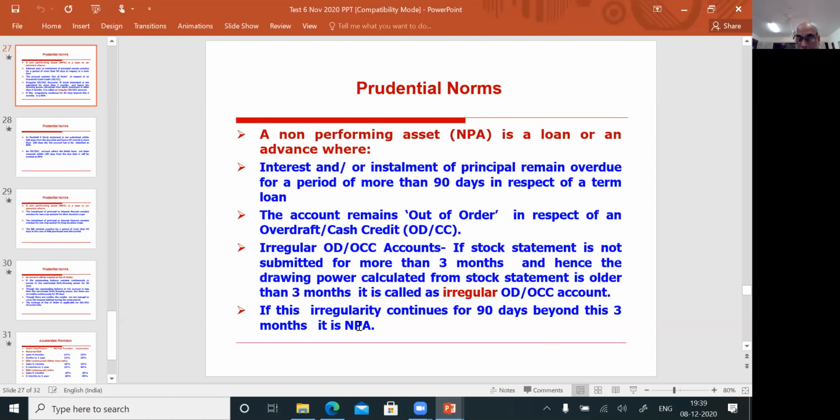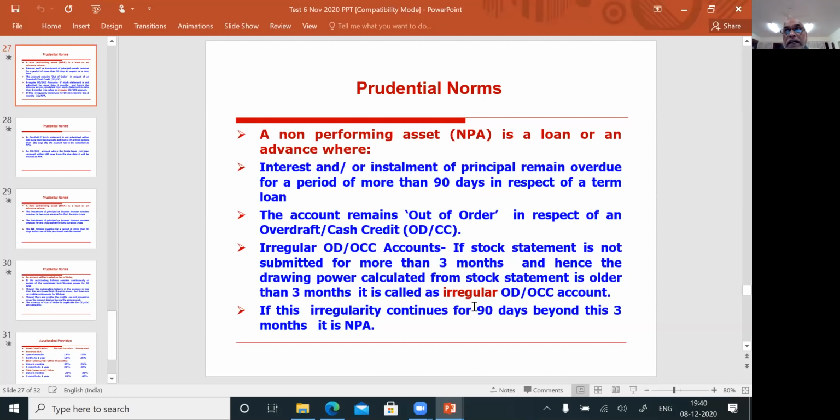Okay, last point. If this irregularity continues for 90 days beyond the 3 months, then in that case the account will be classified as NPA. Prudential norms you should run in your mind. Even 3 to 4 or 4 to 5 questions will be there. When do you call an account an NPA? Term loan: interest or installment not paid for more than 90 days. OD/OCC accounts: if they are classified as out of order, then they will be classified as NPA.